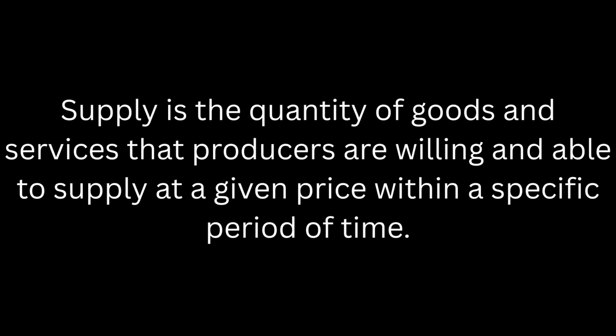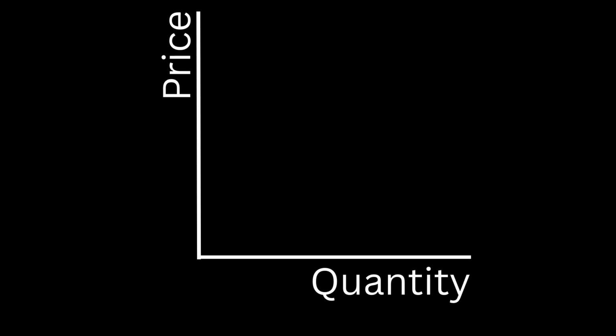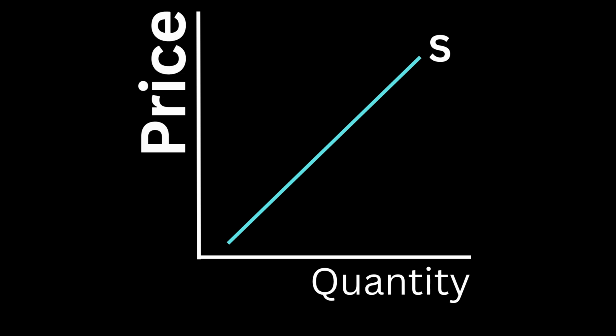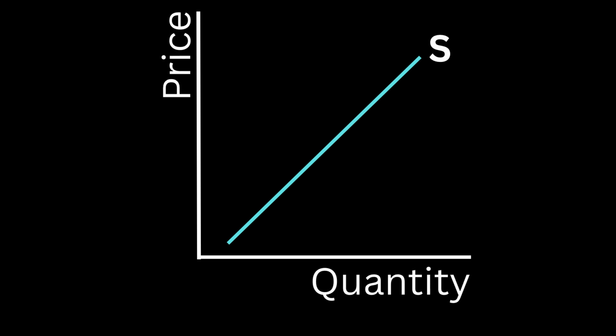Then we have supply. Supply refers to the quantity of goods and services that producers are willing and able to supply at a given price within a specific period of time. We show a supply curve, which is an upward sloping curve. The supply curve shows a direct relationship between price and quantity supplied. When the price increases, producers are willing to supply more of the good, and when the price decreases, producers supply less.